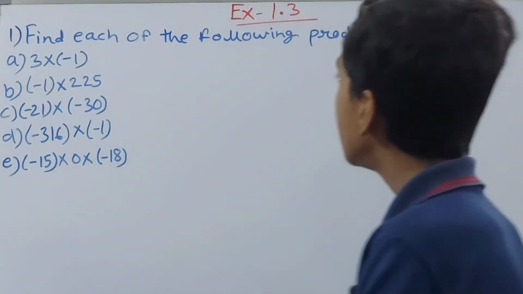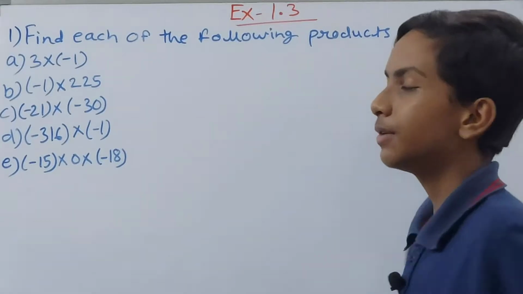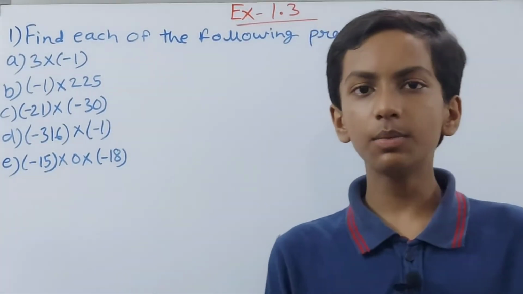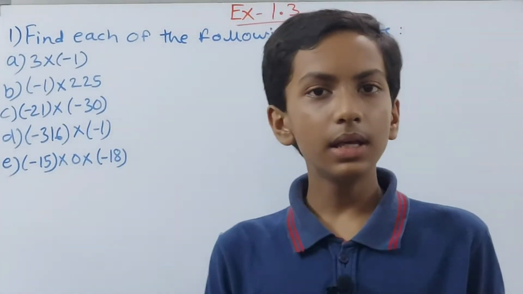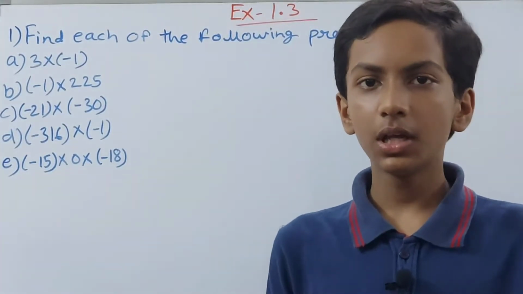This one is: find each of the following products. Now, again, some questions are given. We have to multiply and find their products, right? So how do we multiply negative integers and positive integers?